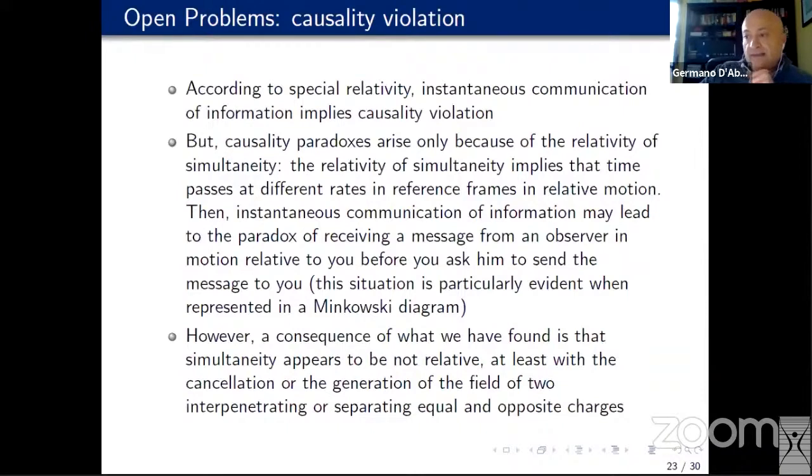Well, I understand that not many people are willing to resolve the causality paradox arising from these results by getting rid of the relativity of simultaneity. But I want to say that this is a possibility. Okay, this could be a possibility.